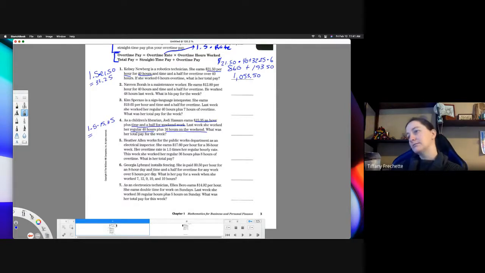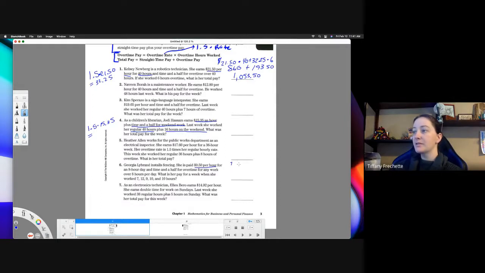Georgia LeBrand, sorry, took me a second, LeBrand installs fencing. She is paid $9.50 per hour. So we know what her straight time rate is for an 8-hour day. And she gets time and a half for overtime for any work over 8 hours a day. What is her pay for a week when she works 7, 9, 10, and 10 hours? So they want you to go through and break this up. So for 7, that's only going to be straight time pay because it's not over 8.